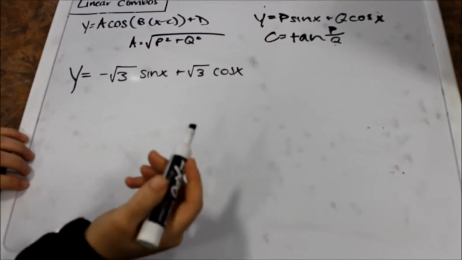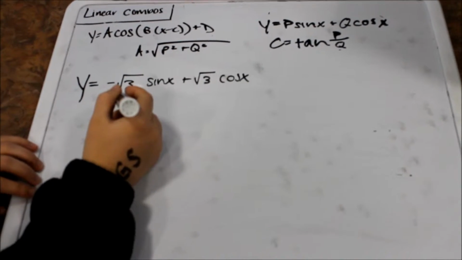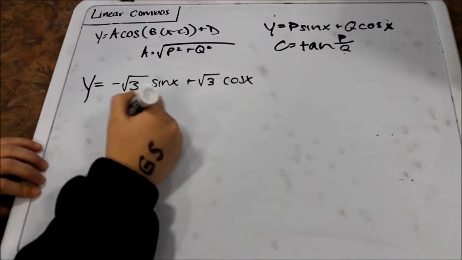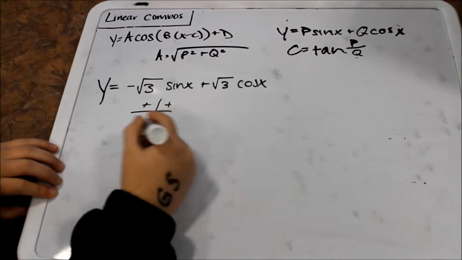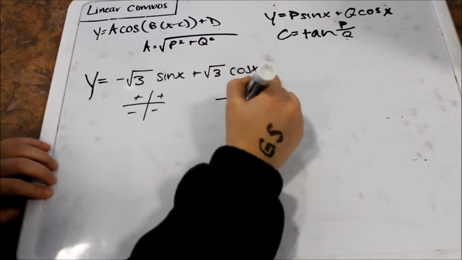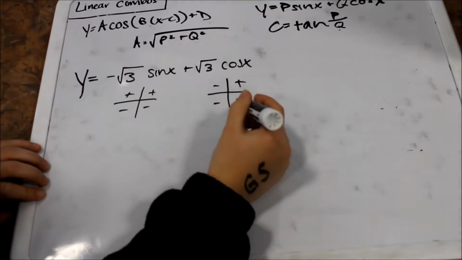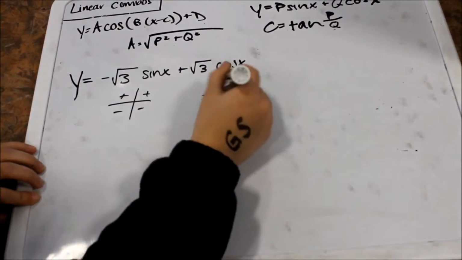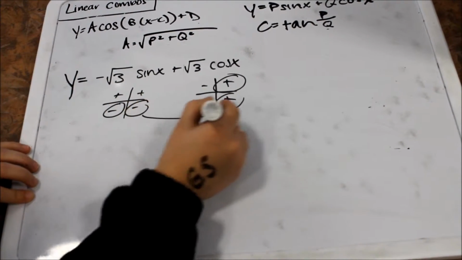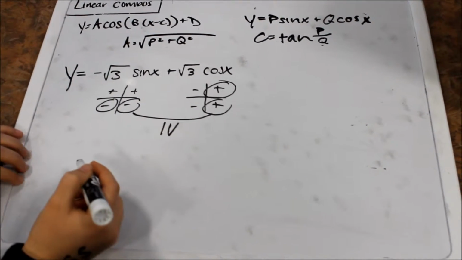So first thing I'm going to do is find what quadrant this triangle is going to be in. Wherever sine is negative on the unit circle, and wherever cosine is positive, that's where we will be. Cosine is positive in the fourth quadrant and the first, and sine is negative in the third and the fourth. So whichever one matches, that's where your triangle will be. So the fourth quadrant.